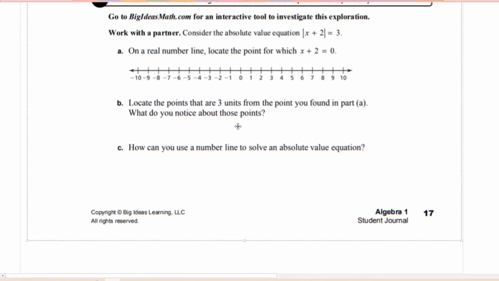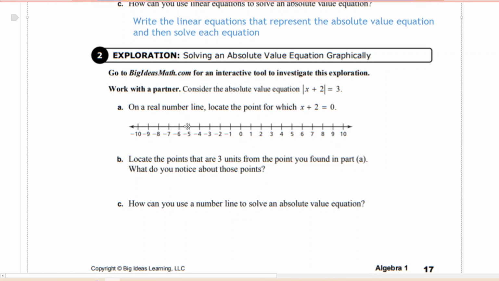So there's a little bit more here. This is kind of graphical. We'd probably do this in class, but I think we're going to skip this for the video. Well, maybe we'll do this right here. On the number line, locate the point for which x plus 2 equals 0. Well, that's pretty easy. The point where x plus 2 equals 0 is where x equals -2. So we'll put a point right here.